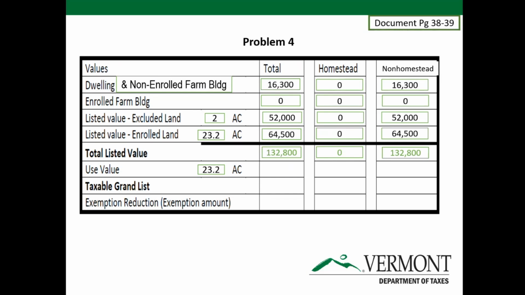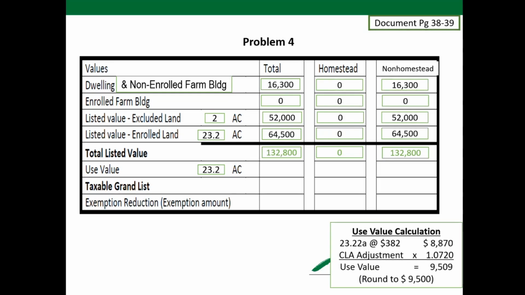And then I'm going to go ahead and do my use value. In this example, I had 23.2 acres of agricultural land, which for our example purposes was valued at $382 per acre as use value. That gives me $8,870. I have a CLA adjustment of 1.0720 in this example for a use value of $9,509, which is rounded to $9,500. I'll then go ahead and put that in my use value, and it will go in my non-homestead column because that's where my land is.